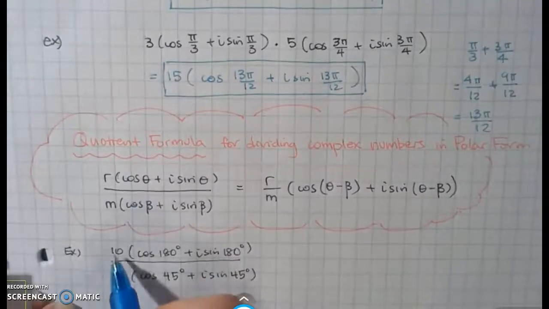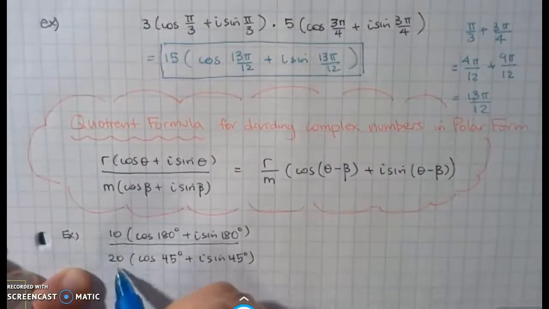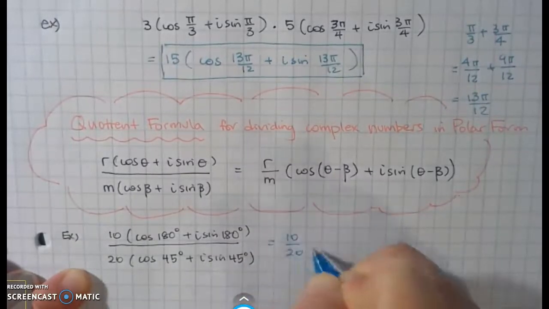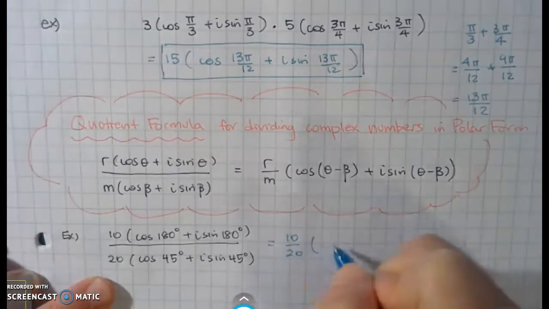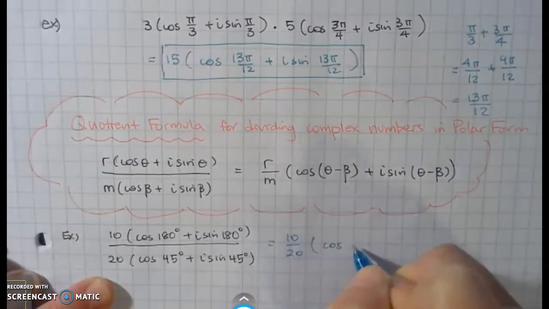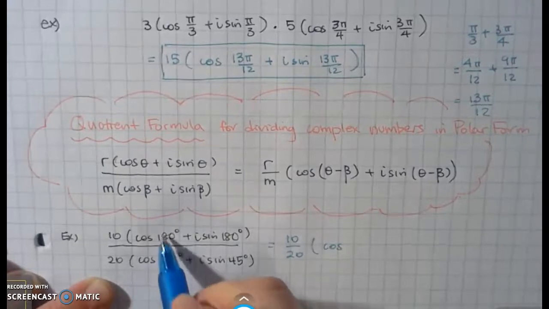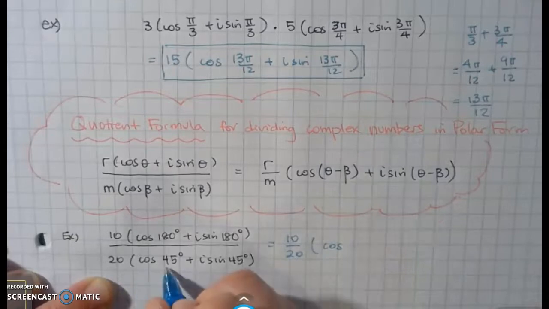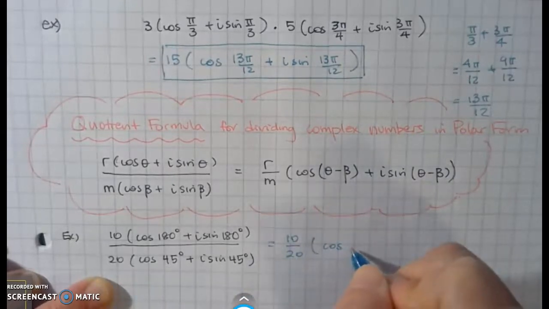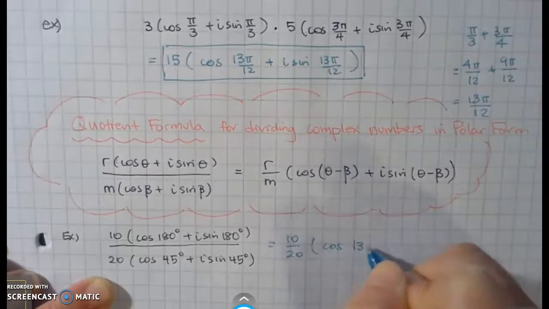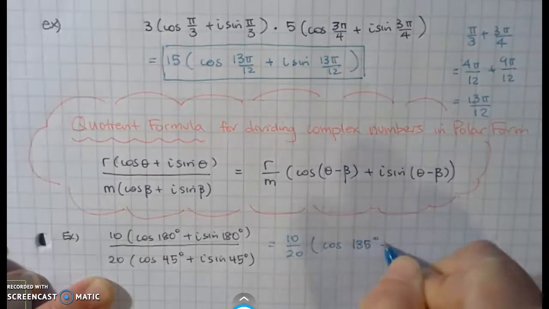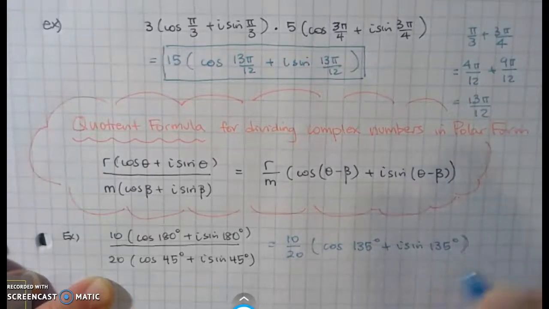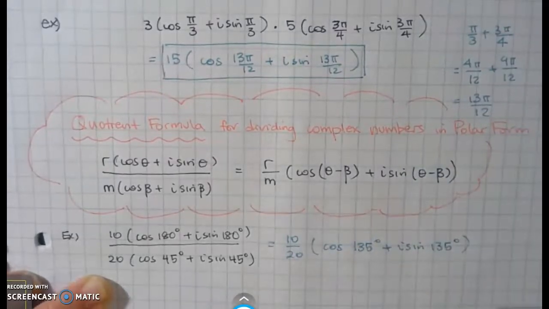What I need to do with the radius is I just need to divide. So that is same as 10 divided by 20, and it's going to be cosine of, this time because we are dividing, we're subtracting the angle, so that's going to be 180 minus 45. So 180 minus 45 is going to be 135 degrees, and plus i sine of 135 degrees. And that makes my math very, very easy.